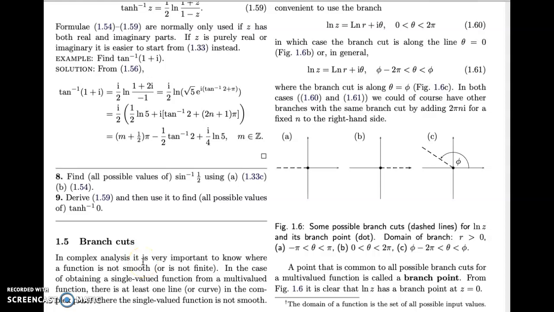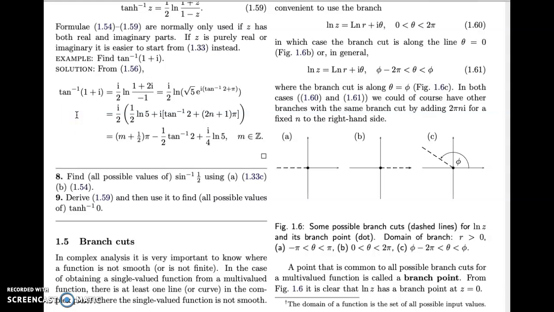Now, an important example of when a function is not smooth is when a function is what's called a branch of a multi-value function. So we've just seen examples of multi-value functions like inverse functions and log, inverse trig or inverse hyperbolic functions and log.